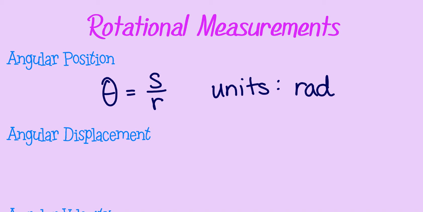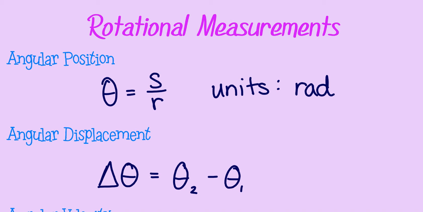Another quantity we'll commonly use is something's angular displacement, or delta theta. Just as with linear displacement, angular displacement is a change in something's angular position. So theta 2 minus theta 1, or theta final minus theta initial. Again, since we're simply subtracting, the units are radians.